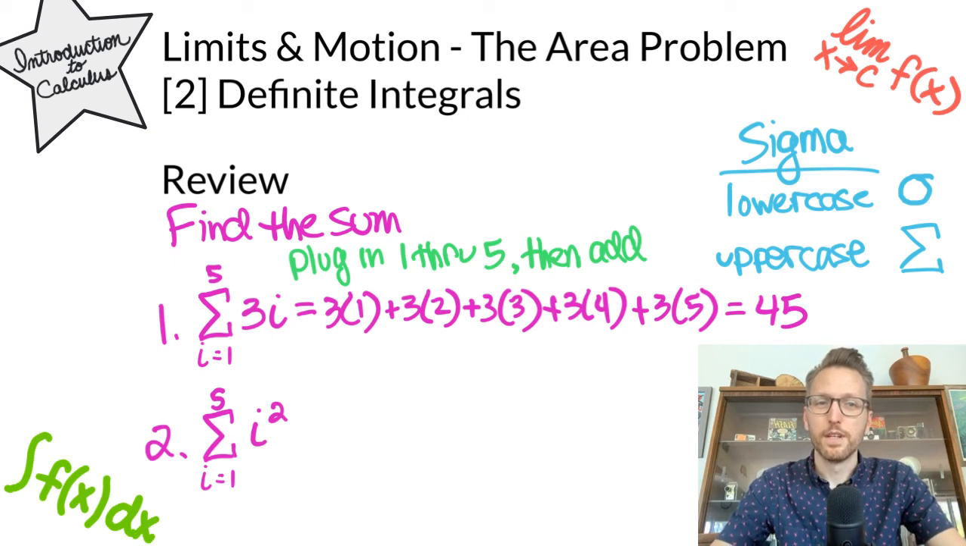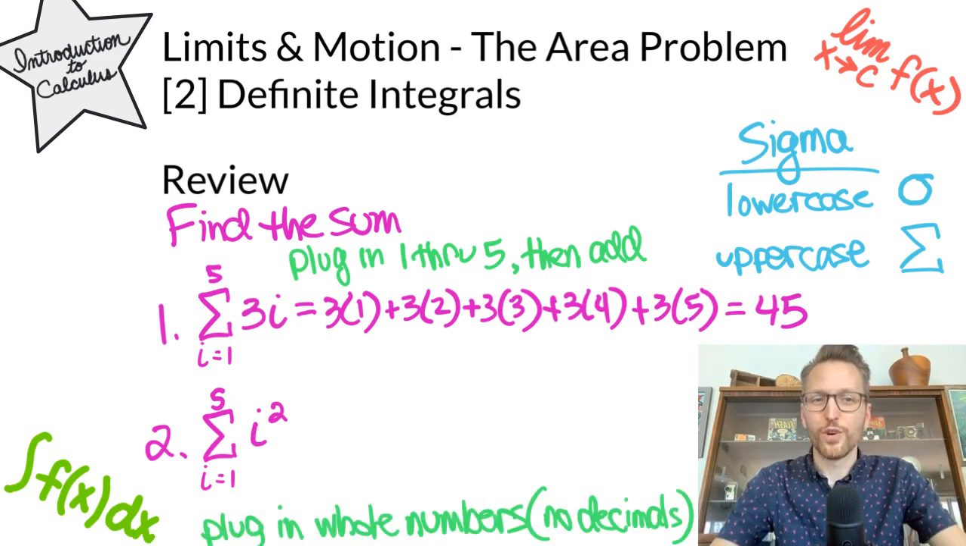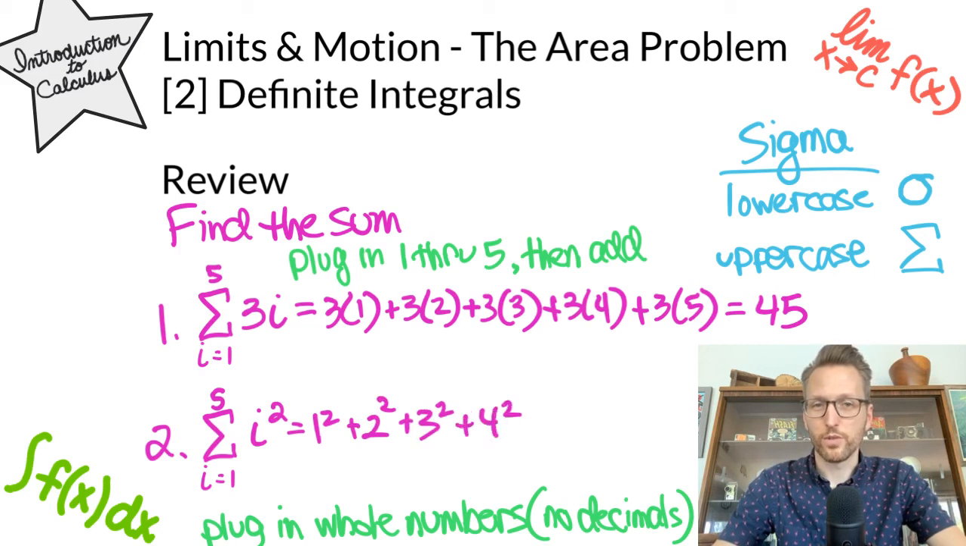Number 2, pretty much the same setup except we have i squared. So again, we'll plug in 1, 2, 3, 4, and 5 for i. And by the way, we always plug in whole numbers. So that means we get 1 squared plus 2 squared plus 3 squared plus 4 squared plus 5 squared. Add all those up, we get 55. And that's it. That's how we work with Riemann sums.